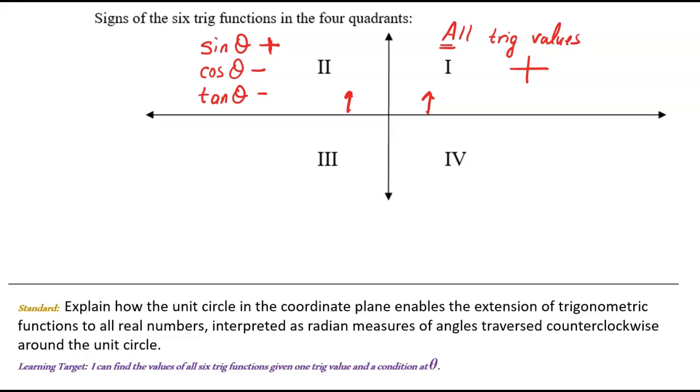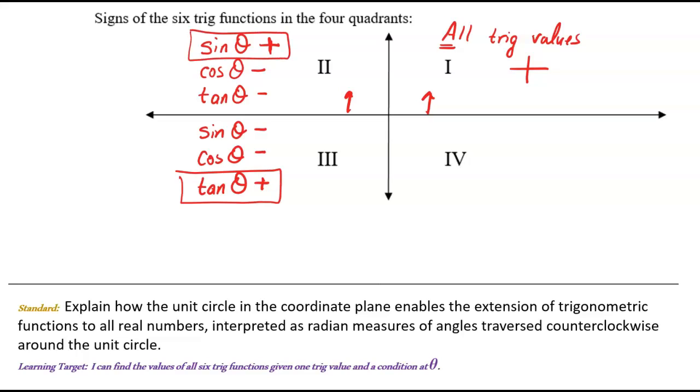Third quadrant: x is negative, y is negative, so sine and cosine are both negative. Once again, I'm not telling you anything you don't already know, but it's important to be able to crank through these quickly. Tangent is a negative over a negative, a y value over an x value, so tangent is positive in the third quadrant. Sine is positive in the second quadrant. They're all positive in the first quadrant.